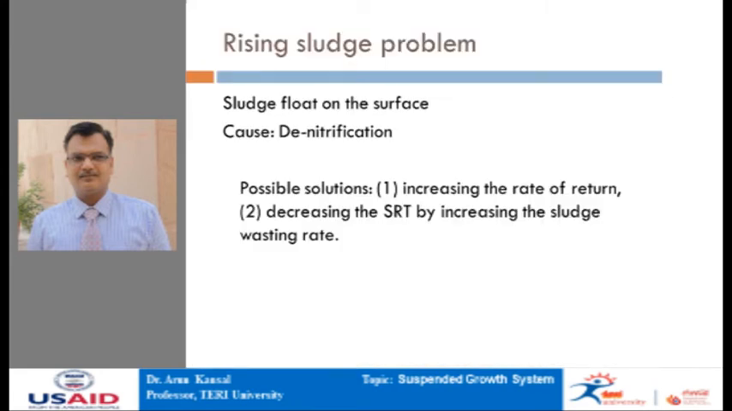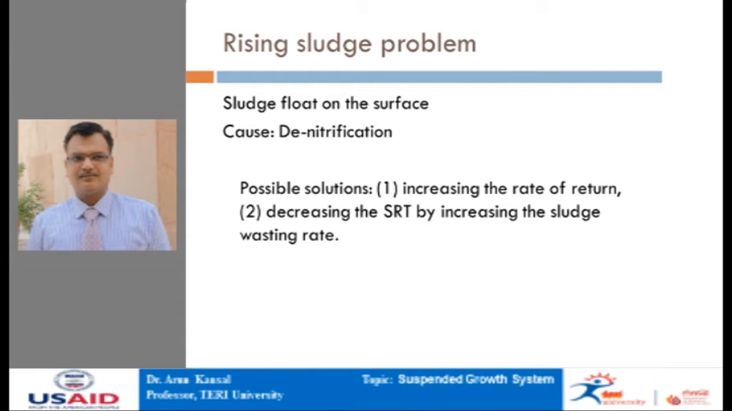Next comes another problem of the activated sludge process, which is known as the rising sludge problem. In this problem, in the secondary settling tank we actually see the sludge float on the surface, and this floating of the sludge happens because of the denitrification which happens within the secondary settling tank. Let me explain this with the help of a diagram.